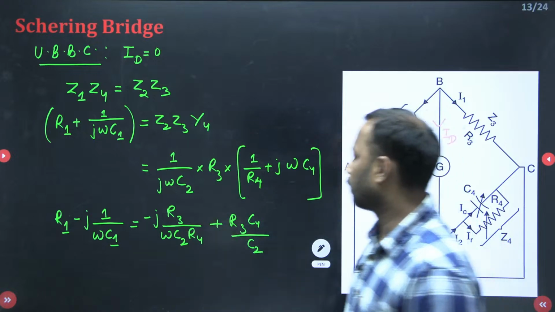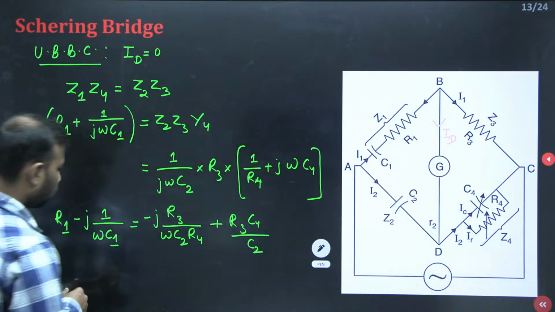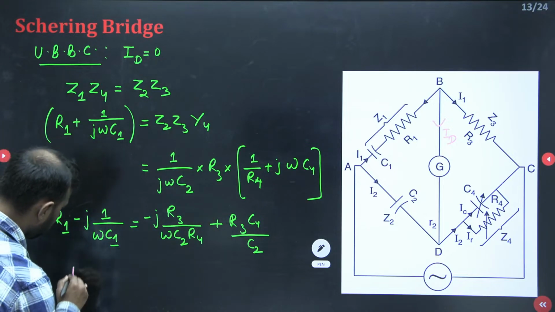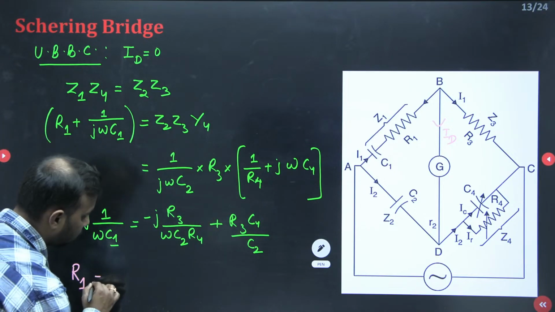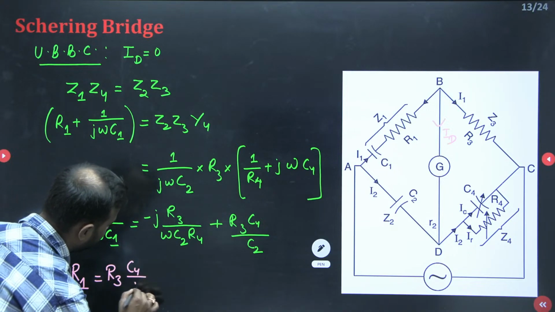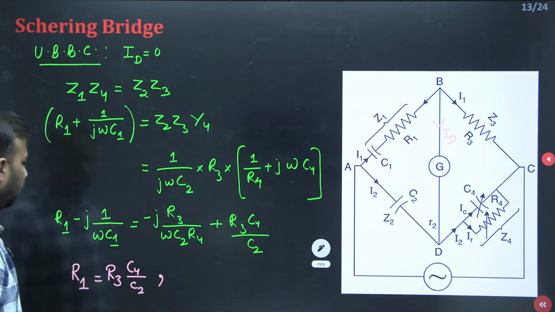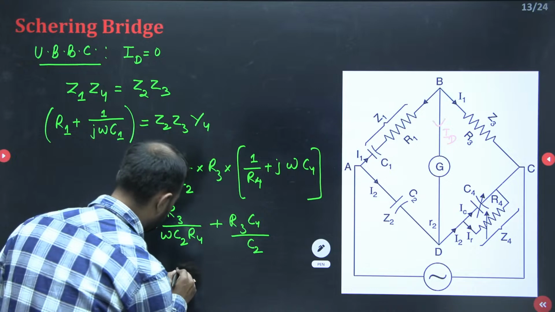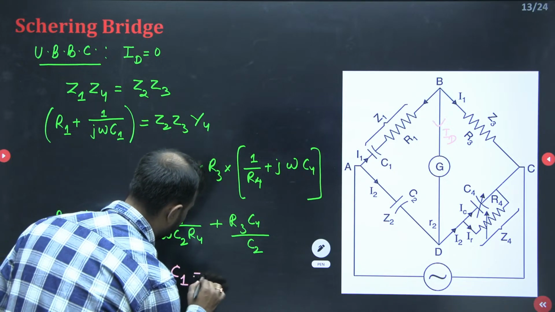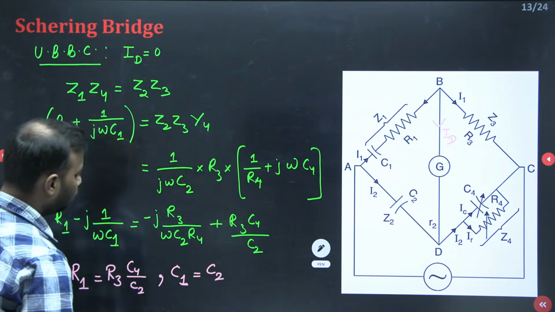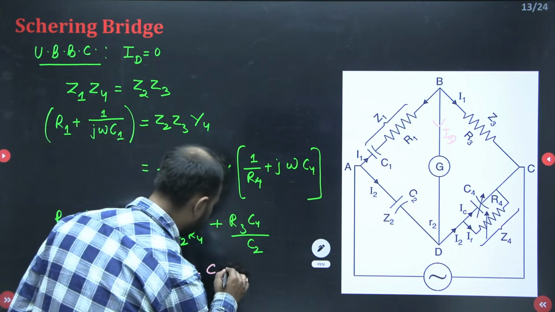Now again comparing real and imaginary parts, see what we get from the real part: R1 is equal to R3 C4 by C2. And what will C1 be? Tell me quickly. C1 is equal to C2 times R4 by R3.